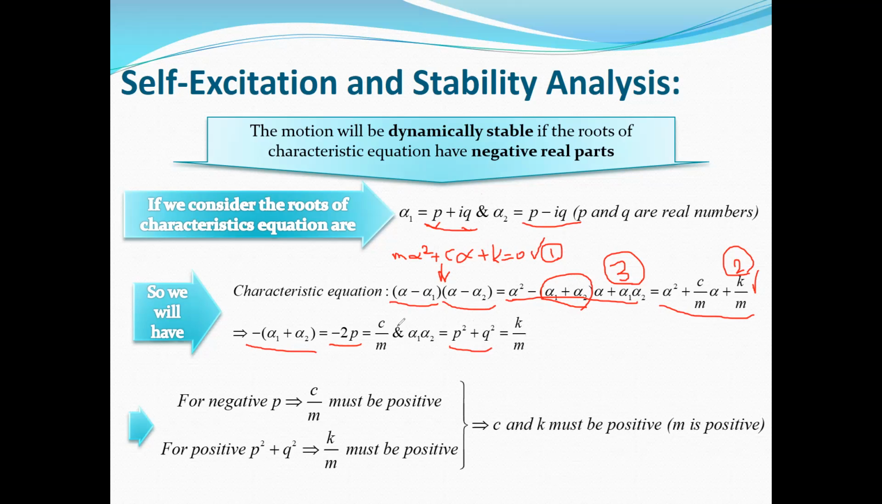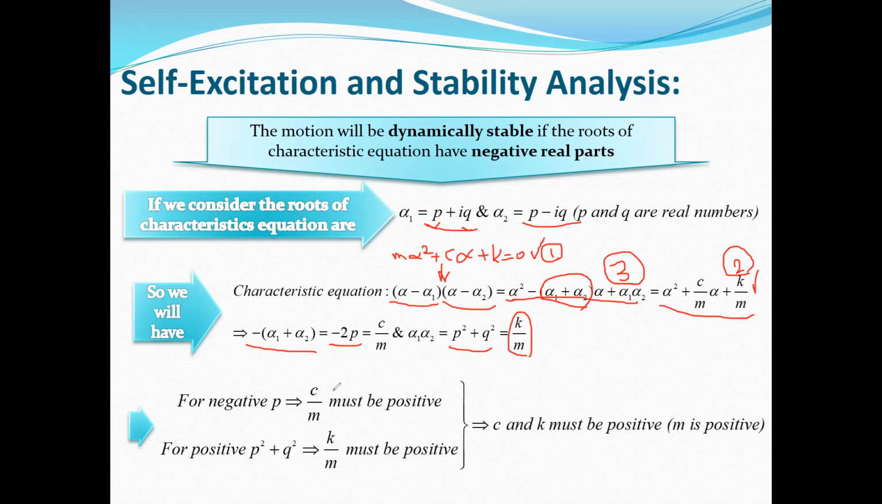So here you can see, according to the sign of p and q, we can conclude that this term, k divided by m, must be positive, because p squared is positive and q squared is positive as well. So k divided by m must be positive. It means that k must be positive, because m is the mass of the system, so definitely m is positive. So k, the stiffness of the system, must be positive for a stable system.